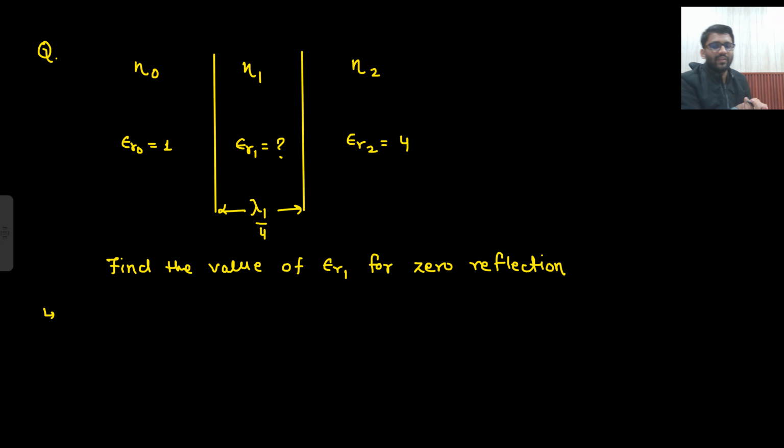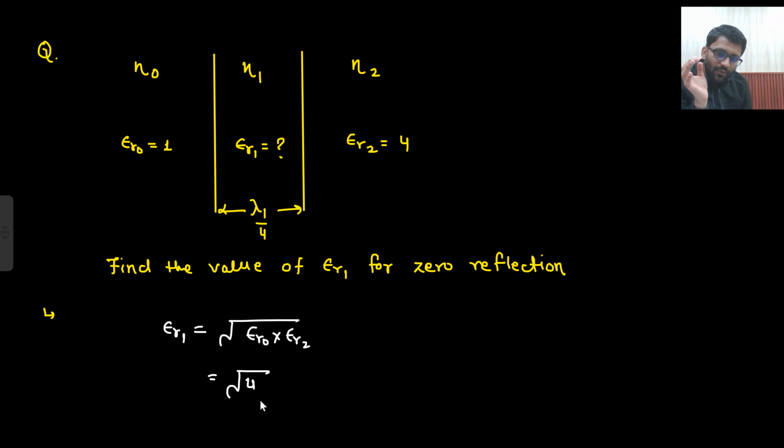Let's start solving the question. Find the value of epsilon r1 for zero reflection. What do you think? What will be the answer? Epsilon r1 should be equal to under root of the other two mediums, epsilon r0 into epsilon r. The middle one will be the geometric mean of this and this. So under root 4. So from here what you are getting? Epsilon r1 is equal to 2.